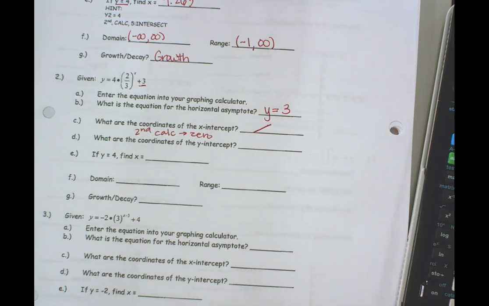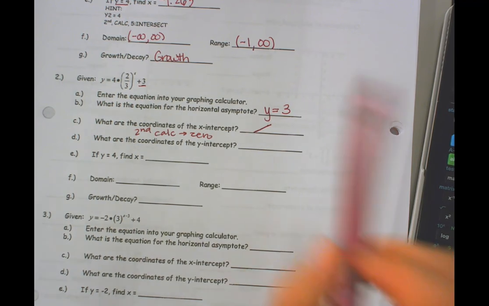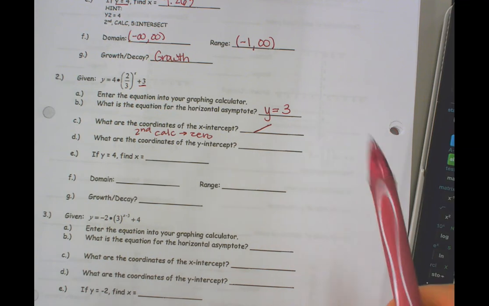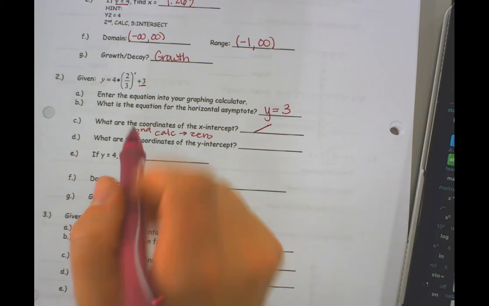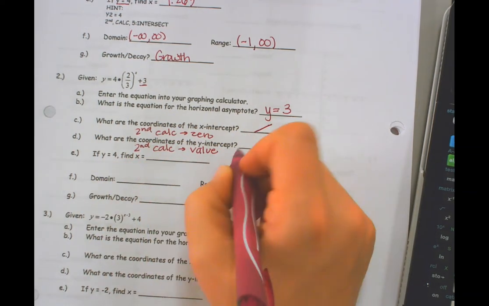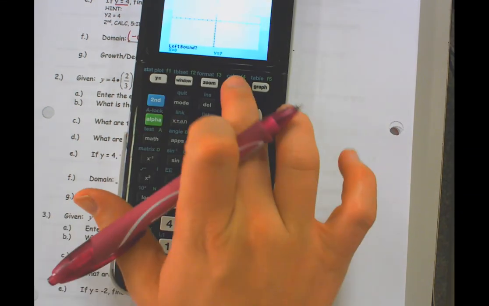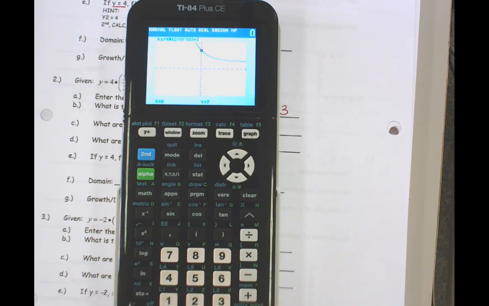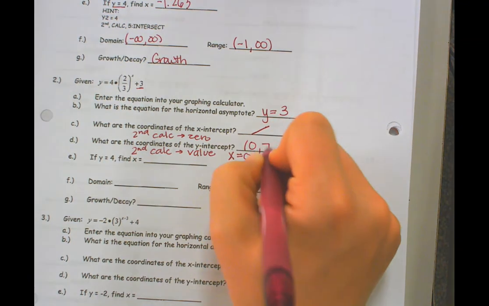That doesn't mean that works for all of them. Sometimes it just might not be in the window that you have. But if your horizontal asymptote is 0 or bigger, there is not going to be an x-intercept. So then if I want to find the y-intercept, again, I'm going to hit second calc. This time I'm going to do value. And when we do value, y-intercepts always come from x equaling 0. So I'll come second calc value. I make x equals 0, and it tells me when x is 0, y is 7. So my y-intercept is at 0, 7.